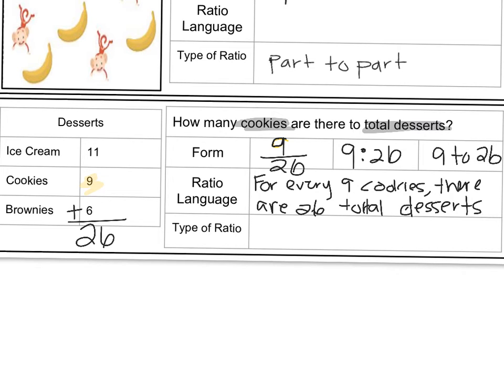So what type of ratio is this? Well, the cookies, that's a part of the whole. Then it says total desserts. That's the entire group of desserts. So this is a part to whole. So we're going to write that down. Part to whole.